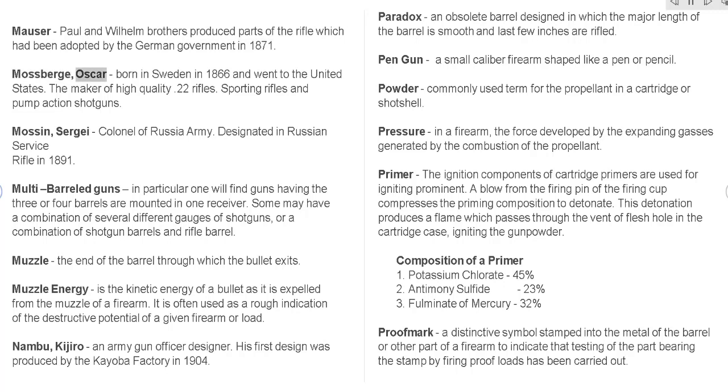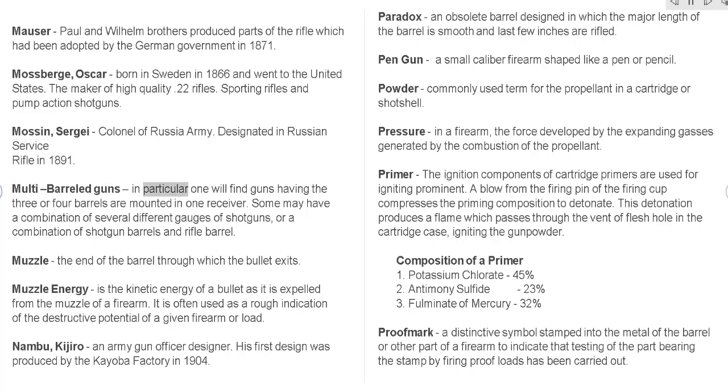Mossberg, Oscar, born in Sweden in 1866 and went to the United States, the maker of high-quality .22 rifles, sporting rifles and pump-action shotguns. Mosin, Sergei, Colonel of the Russian Army. Designated in Russian service, Rifle in 1891.